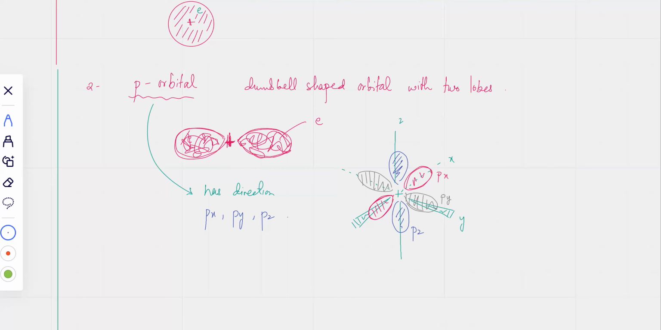So the thing that you see over here is going to be referred to as a subshell.